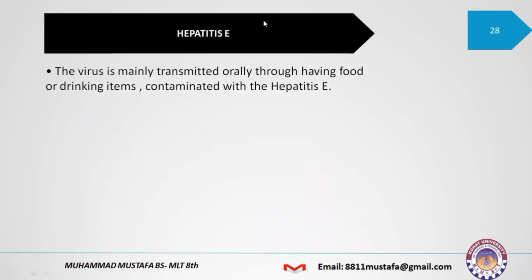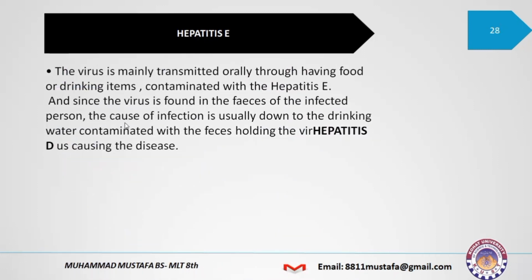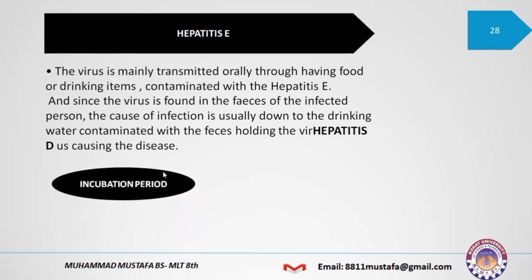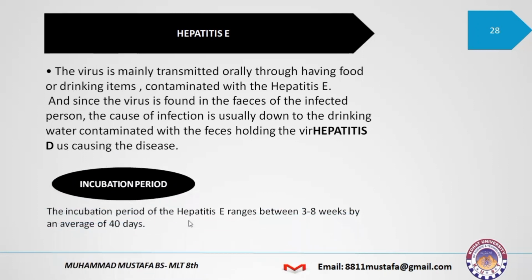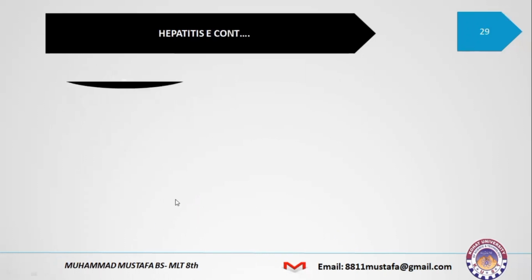So the fifth one is hepatitis E. The virus is mainly transmitted orally, by having food or drinking items contaminated with hepatitis E. Since the virus is found in the feces of the infected person, the cause of infection is usually down to drinking water contaminated with feces. Incubation period of hepatitis E: it ranges between 3 to 8 weeks, with an average of 40 days.